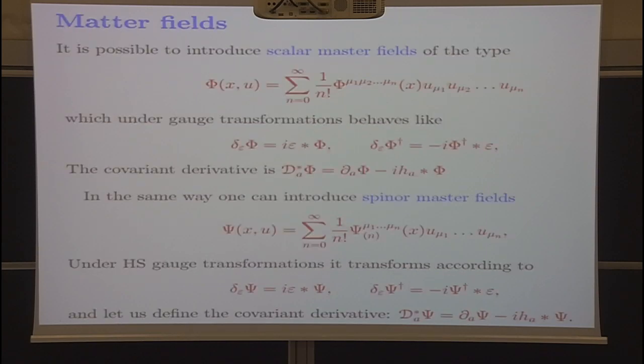Okay, let's go on. We can also introduce matter fields, scalar fields, which I call master fields, to distinguish them from the ordinary fields, because they depend also on the momentum, like this. Their gauge transformations are given here, and a covariant derivative is given in this form. This mimics exactly what happens in ordinary theories, of course. There is nothing very original here, but the fact that the formalism works. This is the spinor master field; you can introduce it also with another covariant derivative, which is this.